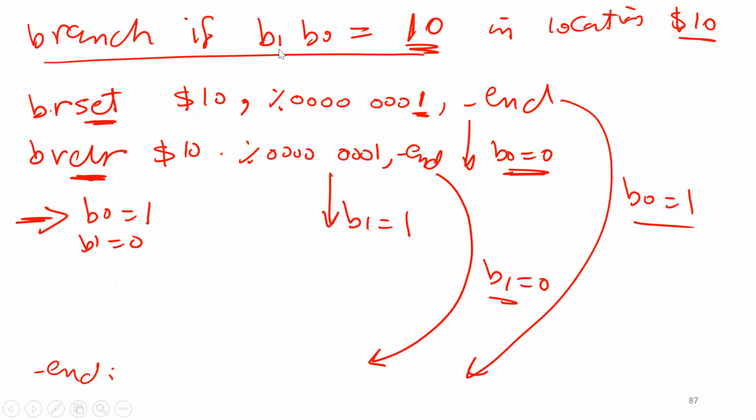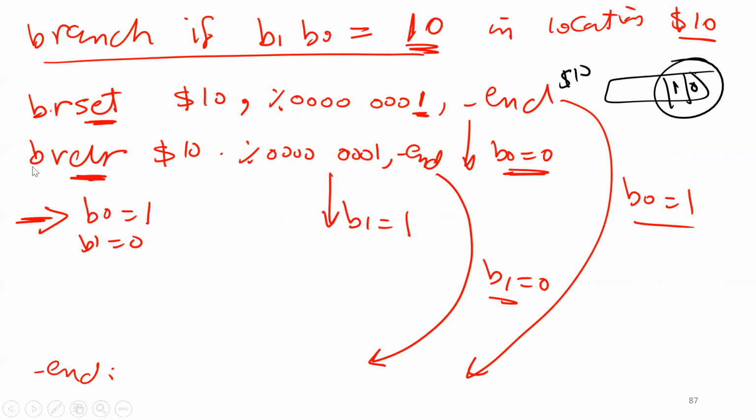Branch if bit 0 and bit 1 equal exactly this value 1, 0 in location 10. So here in the memory location number 10, I want to check these 2 bits. I want to branch if this is 1 and this is 0, right? Again, you have to use 2 instructions. I have to check bit by bit. That's exactly what I did here. So I checked the first bit here. If the first bit is 1, I think I made a mistake. It should be 1. Yeah, 0, 1.